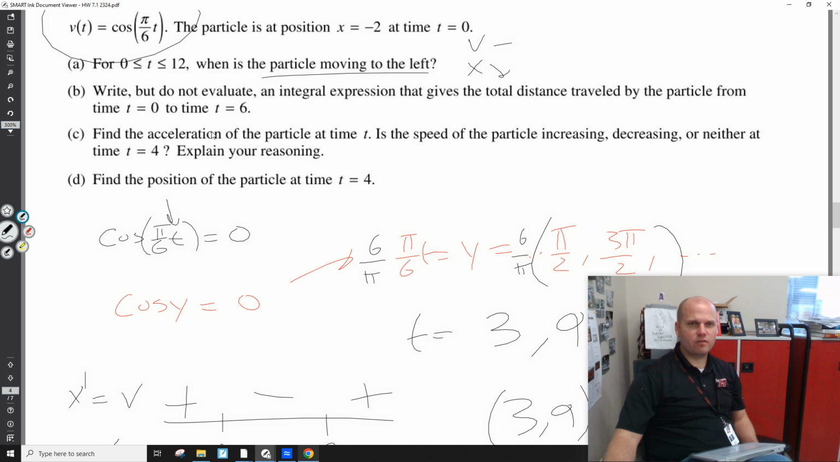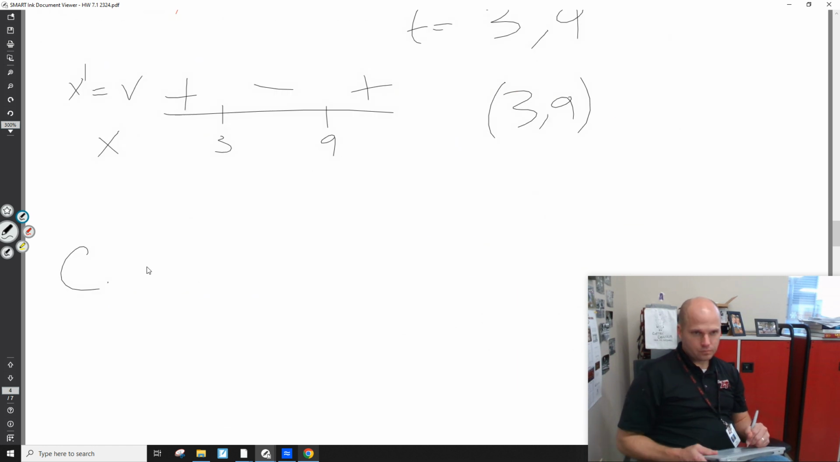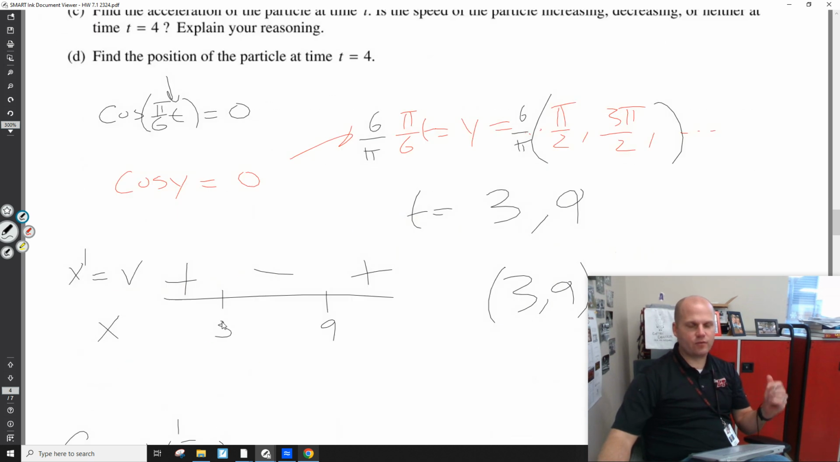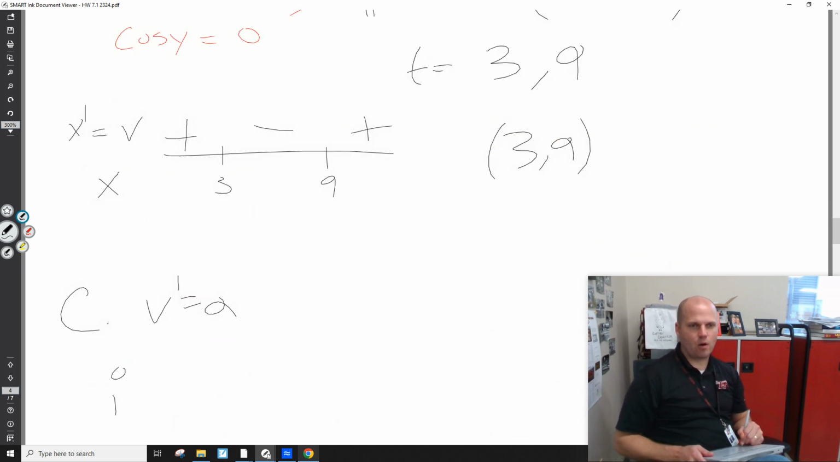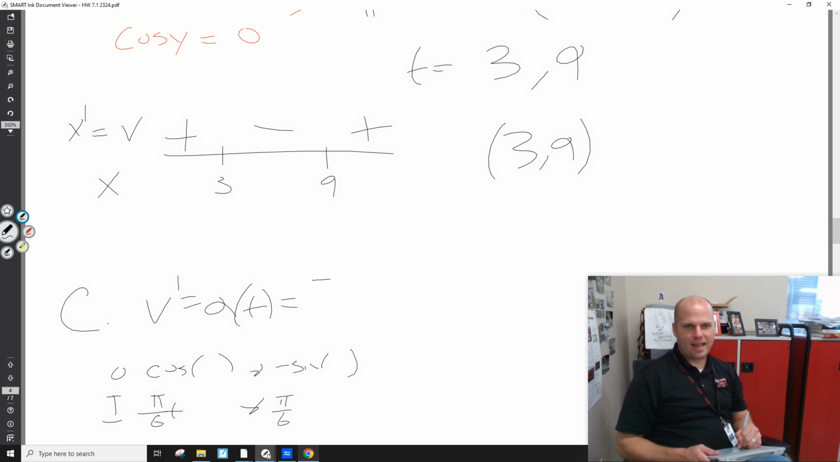Find the acceleration of your particle at time t. Is your speed increasing or decreasing or neither at t equals 4? Okay. V prime equals A. We want an equation for A. We're going to have to take the derivative. I've got cosine of pi over 6 t. The derivative of cosine is negative sine. The derivative of pi over 6 t is pi over 6. The A equation would be negative pi over 6 sine of pi over 6 t.